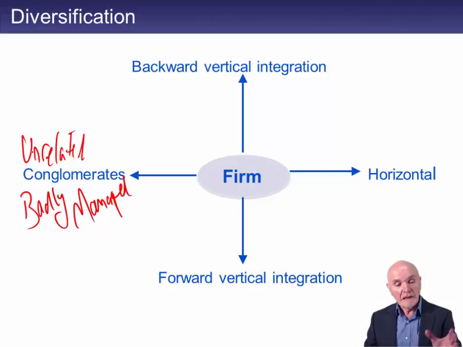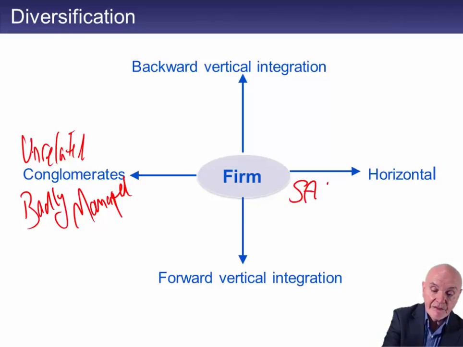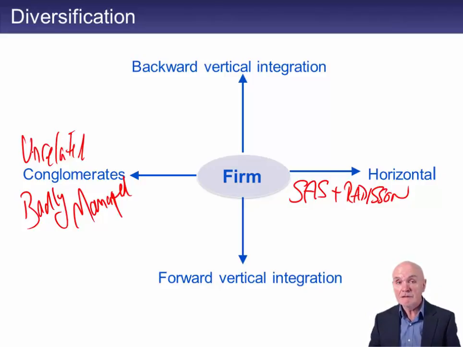Next one we'll go to, all the other three, by the way, are related diversification. First of all, we'll look at horizontal diversification. This is going into a kind of neighbouring business, if you like. There is going to be some connection horizontally. An example would be SAS, which means Scandinavian Airline System. It's Sweden, Norway, Denmark, and so on. And they have got Radisson hotels.